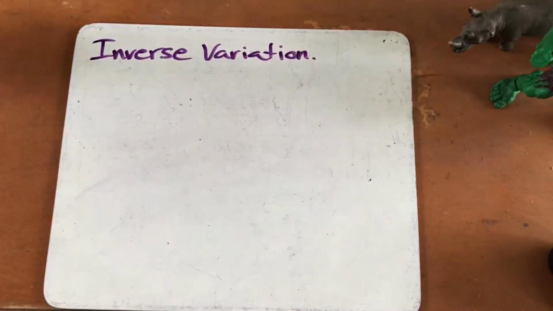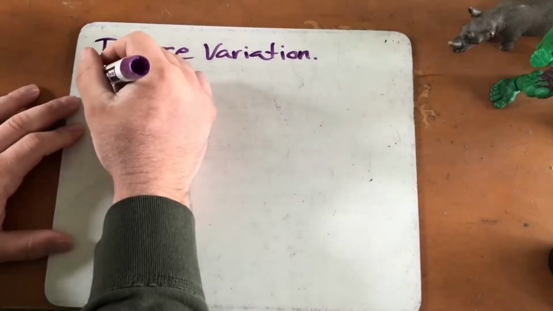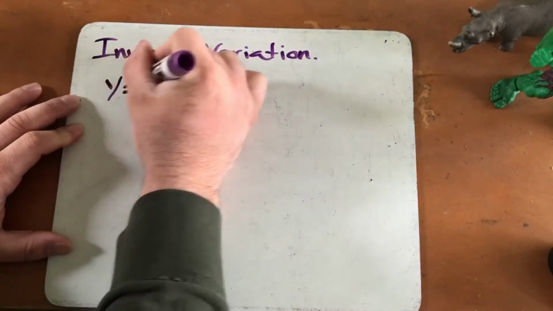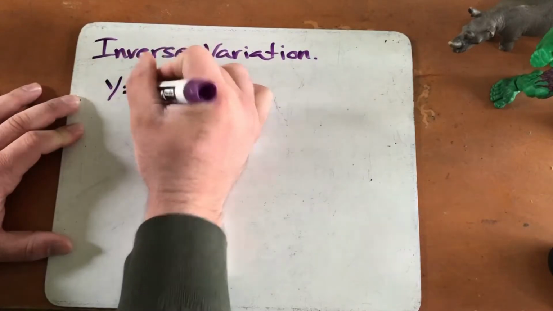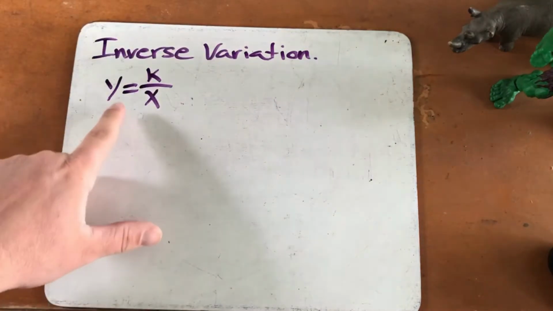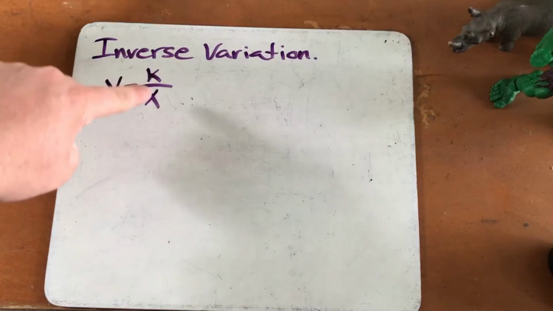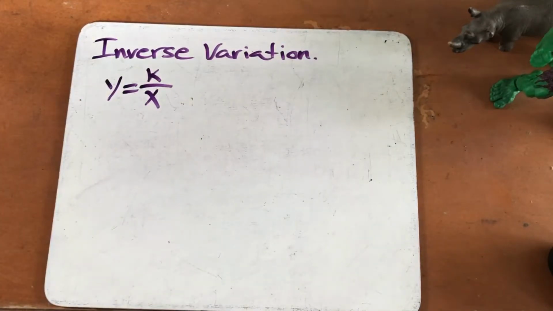Inverse variation is similar to direct variation in the sense that it has a constant of variation. The difference is that for inverse variation, it's y equals my constant of variation divided by x. All right, so this is going to give me a graph that looks very different.